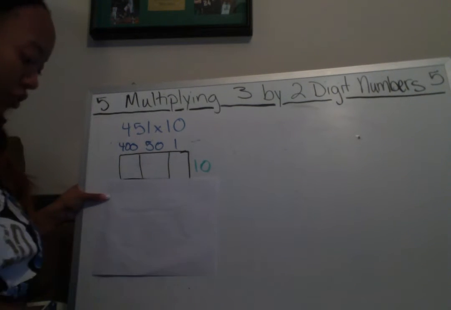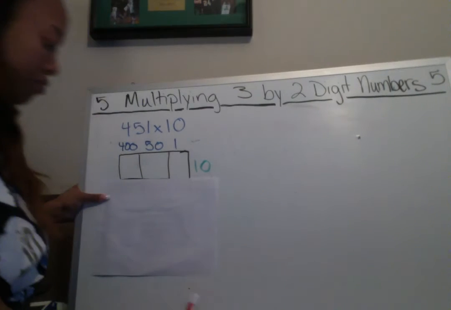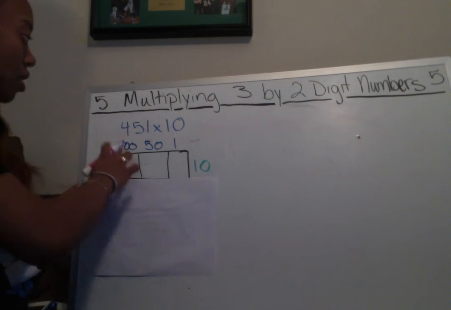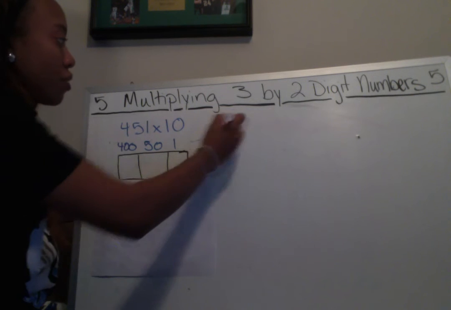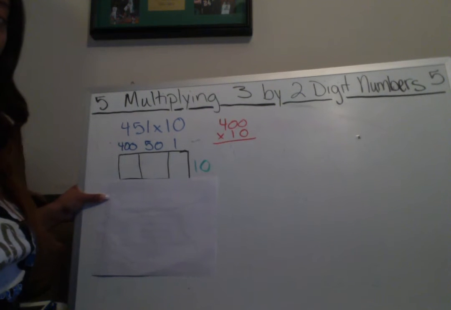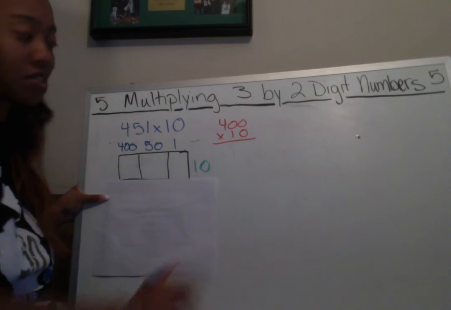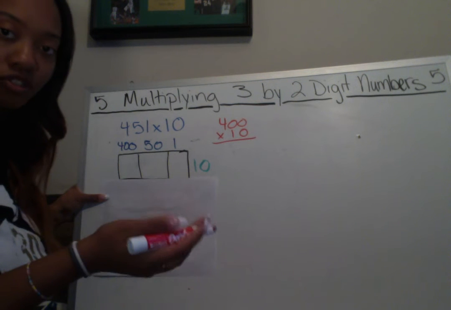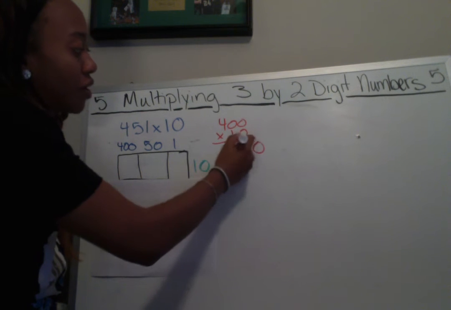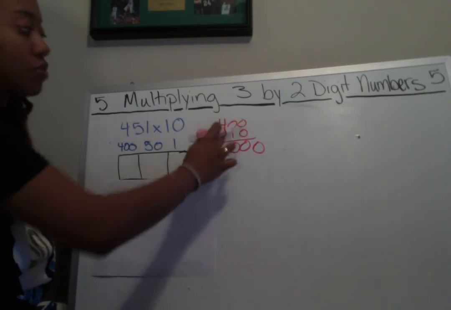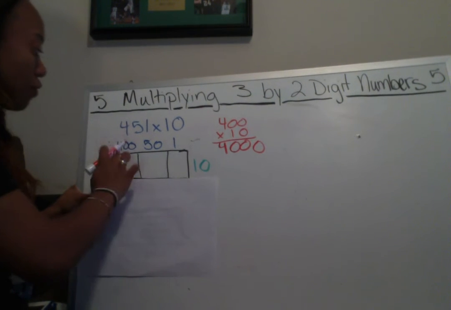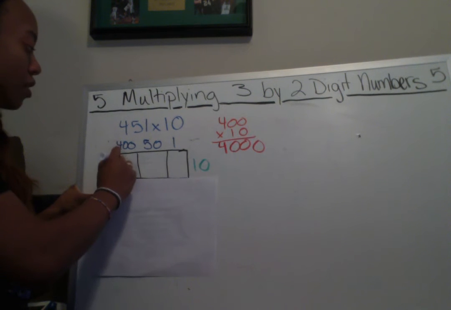So we'll start with 400. And you can do this on the side. You do not have to do it ever in your head. So I'll do it on the side. I'm going to take 400 and I'm going to multiply it by 10. Now the cool thing about multiplying zeros is I can just count my zeros. How many zeros do you see? I see 3. So 1, 2, 3. And 4 times 1 is 4. So 400 times 10 is 4,000.